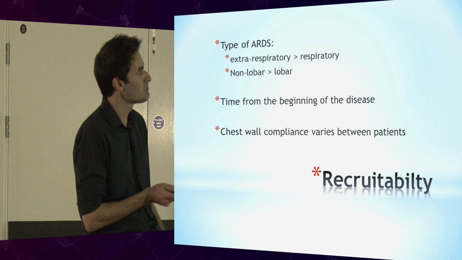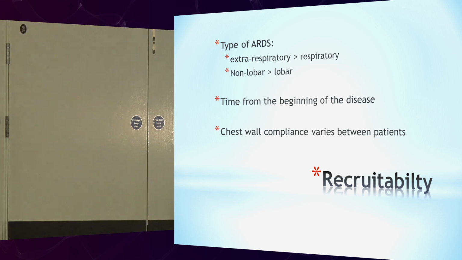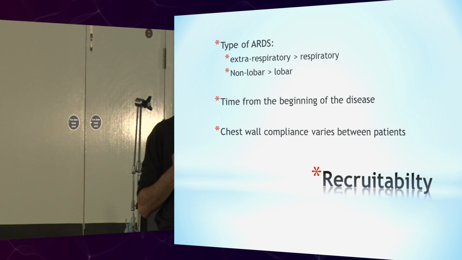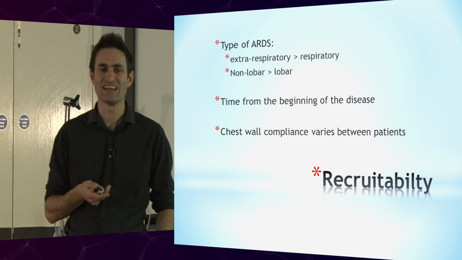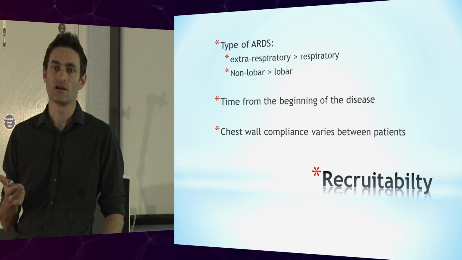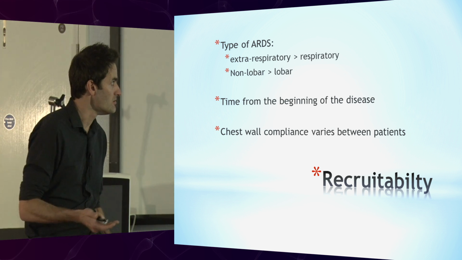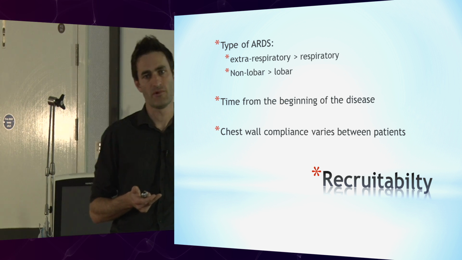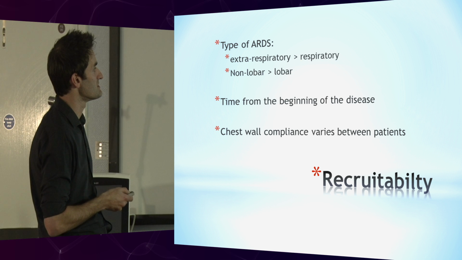Okay? Probably more importantly is this one, time from the beginning of disease. What is becoming increasingly clear is that the longer you are through your disease process, the less likely the lung is to be recruitable. So the lung becomes stiffer, fibrosed. You're not going to be able to recruit the lung. You need to do it early. Okay? So this is important.